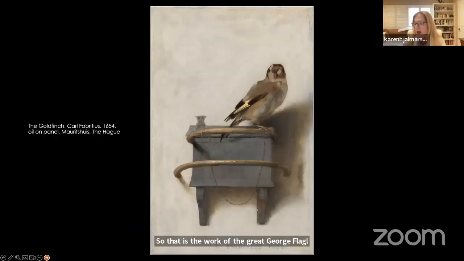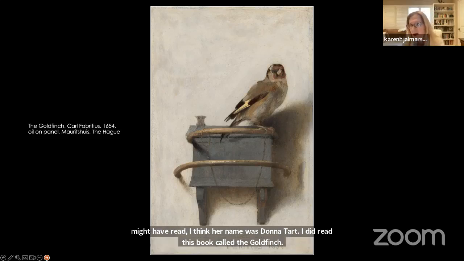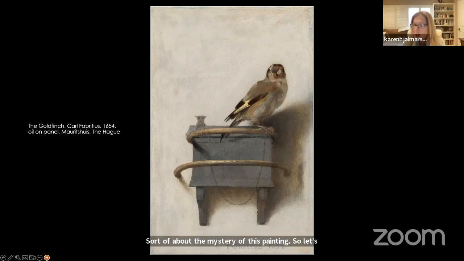So we're going to talk about a very incredible artist, and that is Carel Fabritius. You might have read, I think her name was Donna Tartt. I did read this book called The Goldfinch, sort of about the mystery of this painting. So let's talk a little bit about Carel Fabritius. He was a Dutch painter. He worked in Amsterdam for a while with Rembrandt. He was probably Rembrandt's greatest student.